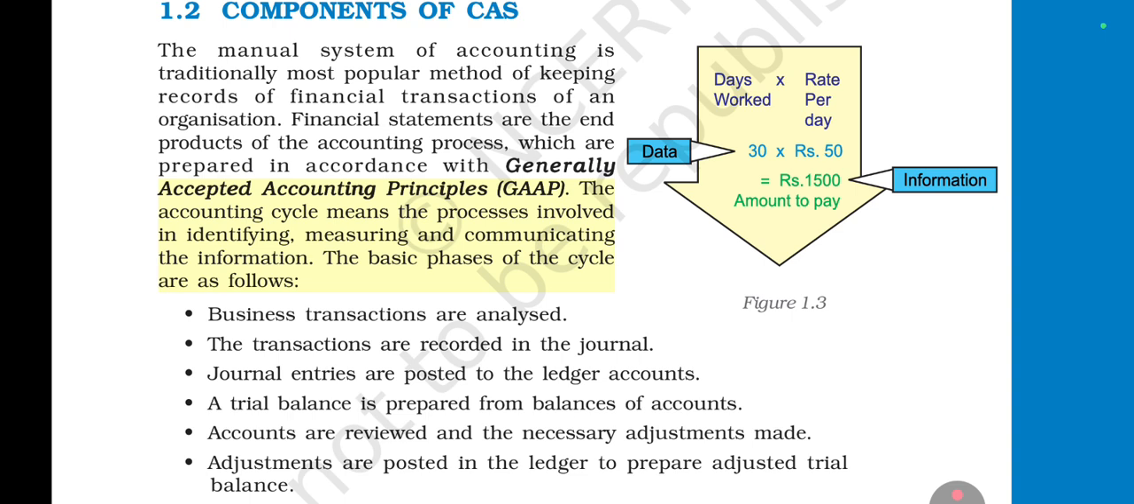The accounting cycle means the processes involved in identifying, measuring and communicating the information. The basic phases of the cycle are as follows. Business transactions are analyzed. The transactions are recorded in the journal. Journal entries are posted to the ledger accounts. A trial balance is prepared from balances of accounts.